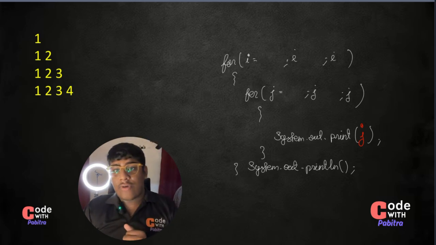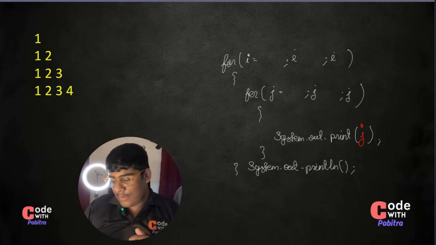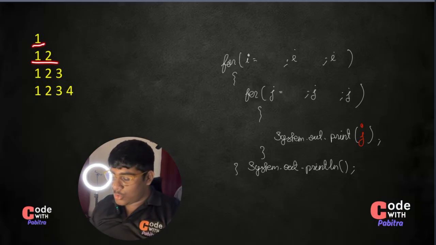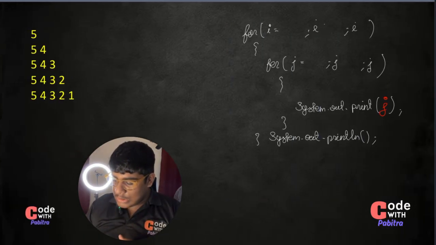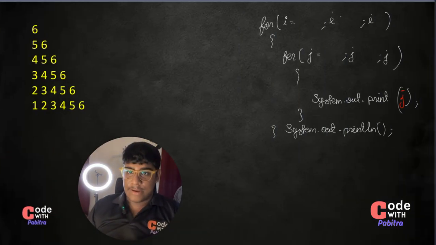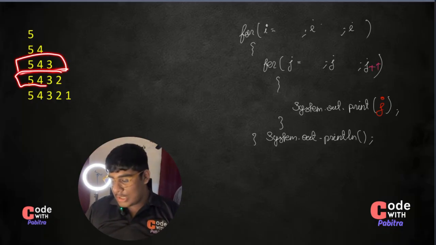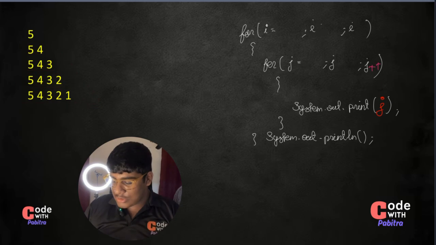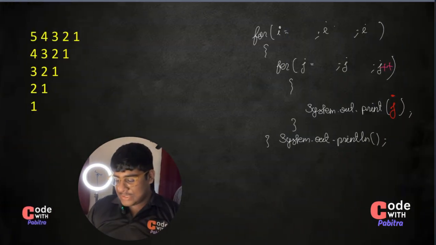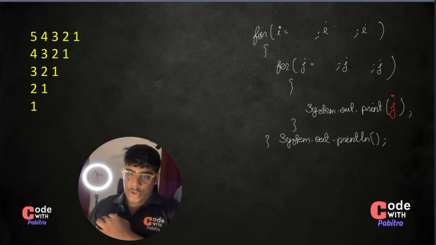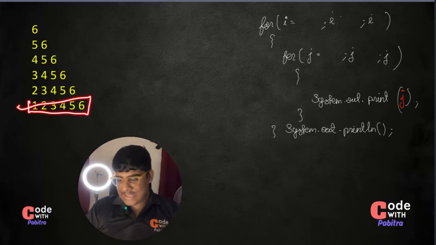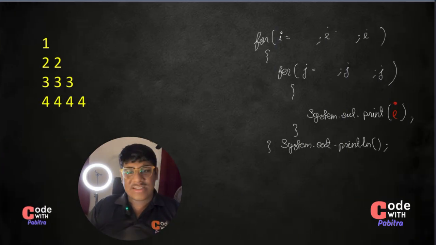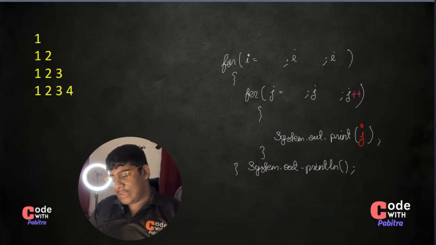The second step is to see whether it is incrementing or decrementing. We will go row by row. As we can see, it is incrementing: 1, 2, 3, and 4. So we put j plus plus. Here you can see this is decrementing: 5, 4, 3, 2, and 1. So we put j minus minus. Here it is also decrementing, so j minus minus. But in this case it is incrementing: 1, 2, 3, 4, 5, and 6. So j plus plus. This I will come to later. First solve for these patterns.